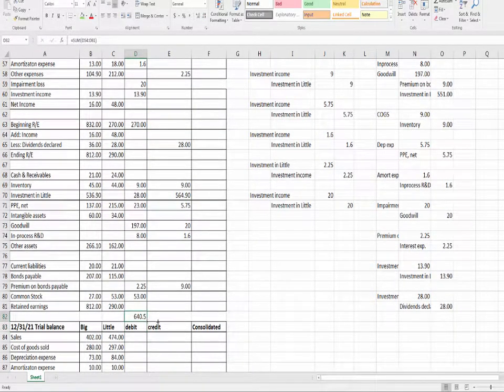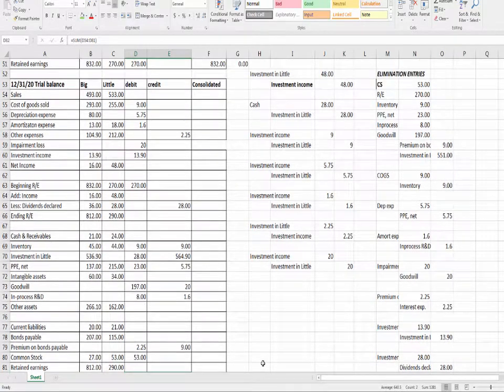640.5, copy it over. 640.5, so my debits equal my credits. If my debits don't equal my credits, there's no way this is going to work. So at least I'm happy here I didn't forget one side or the other of an entry. I might have skipped an entry, I might have put the amount in the wrong row, but at least for every debit I've got a credit.